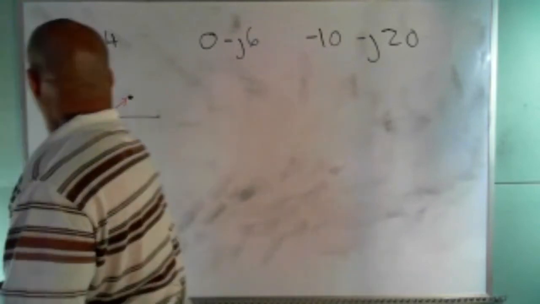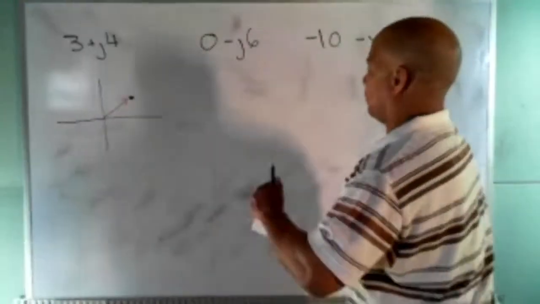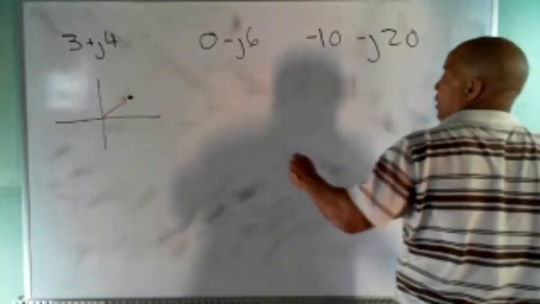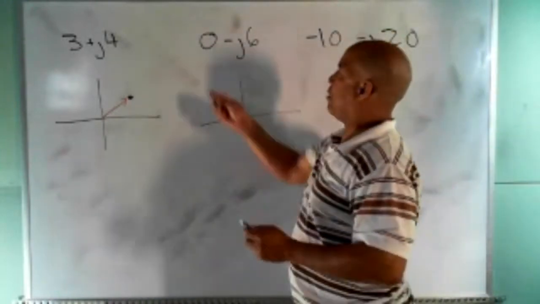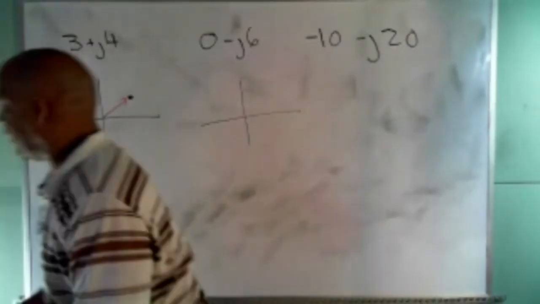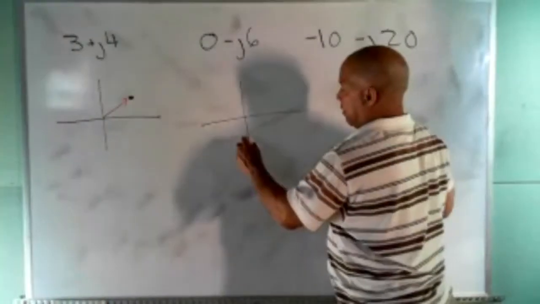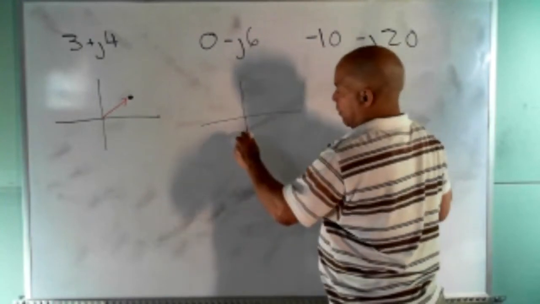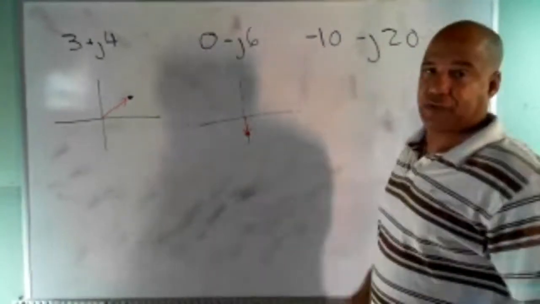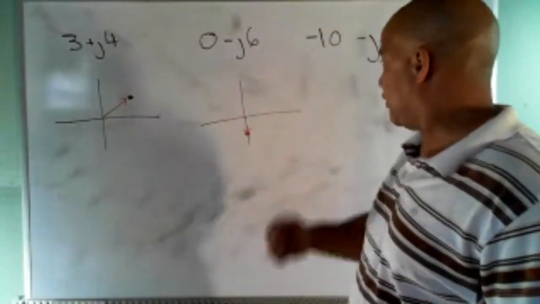If you graph this one, I made my coordinate system. And this is just 0, J6. So minus J6 is like down here somewhere. So there's my point, and there's my radius vector. So that's not in a quadrant. That's right on the axis, the negative J-axis.